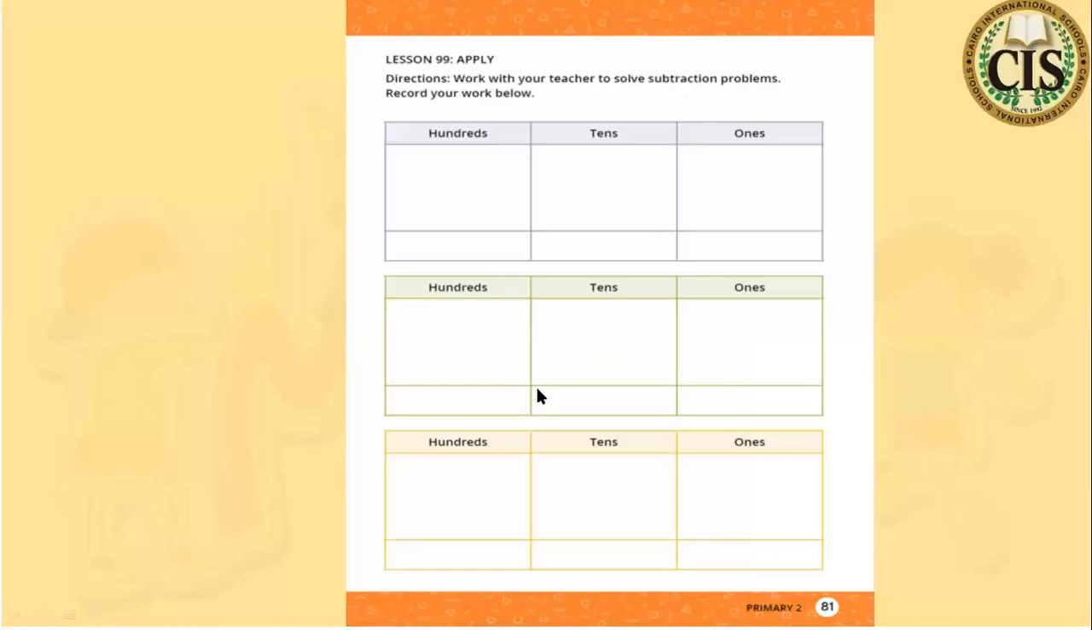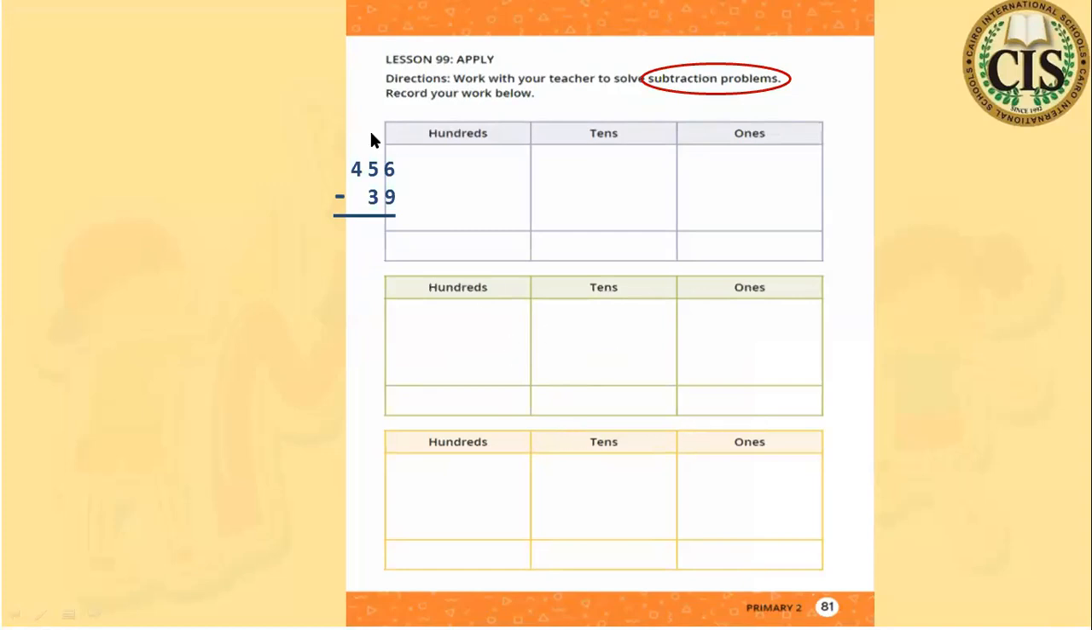Let's move to lesson 99. Work with your teacher to solve subtraction problems. Problem number 1, 456 minus 39. We start with what? Yes, we start with ones. 6 minus 9.